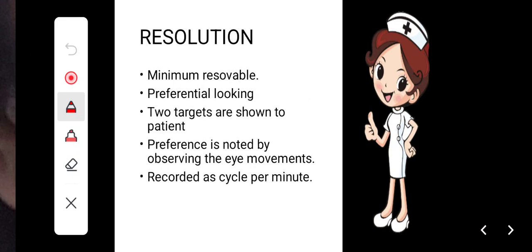Next one is resolution. It is a minimum resolvable. Basically, it is preferential looking. We are supposed to look at the patient's eyes to see whether he or she is looking at the target or not. Preference is noted by observing the eye movements. If the patient is moving the eyes according to the given test, this gives us a basic idea about whether vision is present or not, or how much vision is there. It is recorded as cycles per minute.